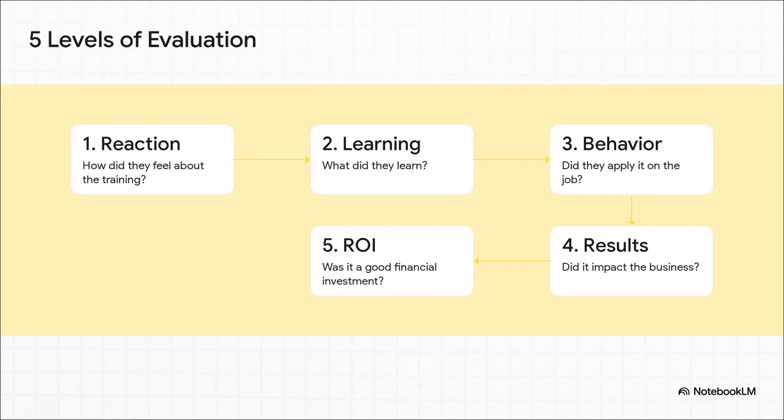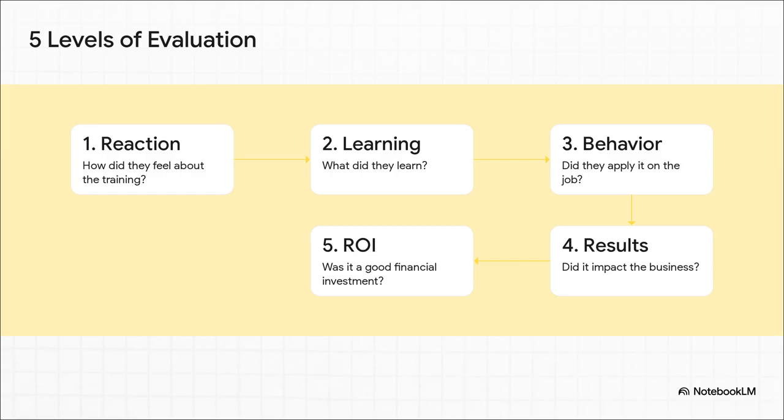Level 1 is reaction. Pretty simple. Did they like it? Level 2 is learning. Did they actually get it? Level 3 is behavior. Are they using it back on the job? Level 4 is results. Did our training move the needle for the business? And finally, the big one, Level 5, ROI. Was it worth the money we spent?